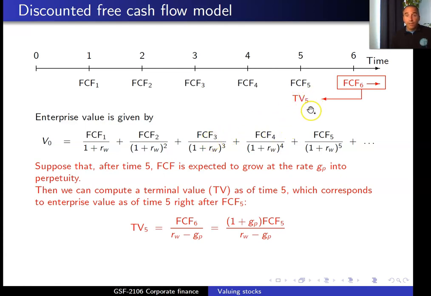Okay, so the terminal value at time 5, what is it? It's a perpetuity. The terminal value at time 5 is a perpetuity of a sequence of free cash flows that grow at a constant rate. The next free cash flow is free cash flow at time 6. So the present value of this growing perpetuity is the next free cash flow divided by the discount rate minus the growth rate into perpetuity. And the free cash flow at time 6 is 1 plus this growth rate into perpetuity times the free cash flow at time 5.